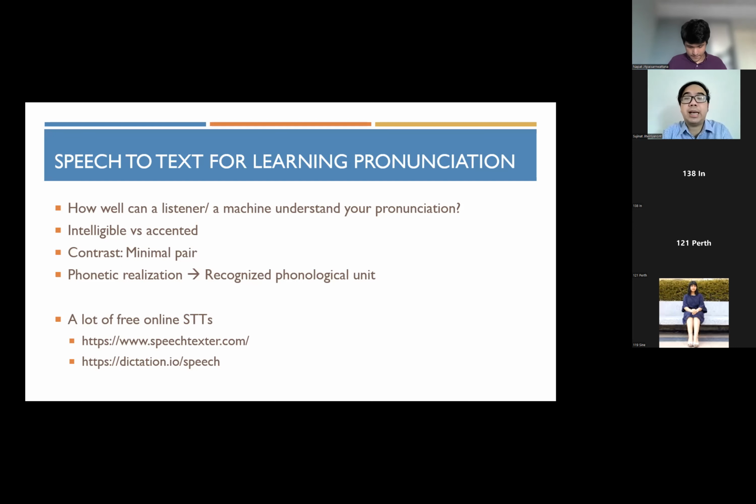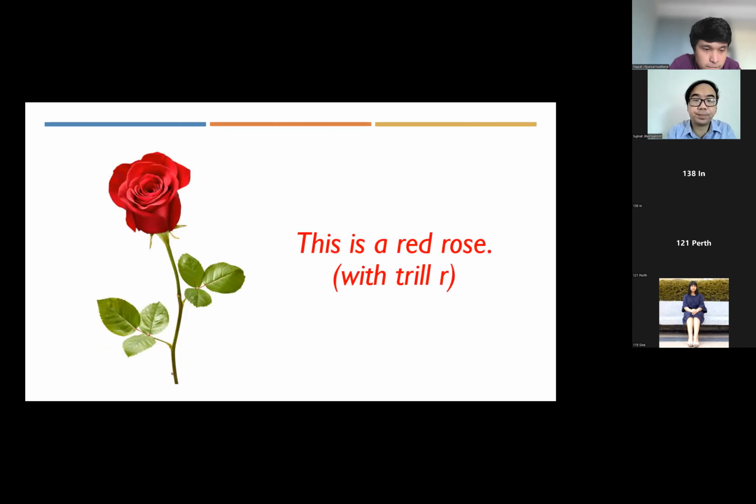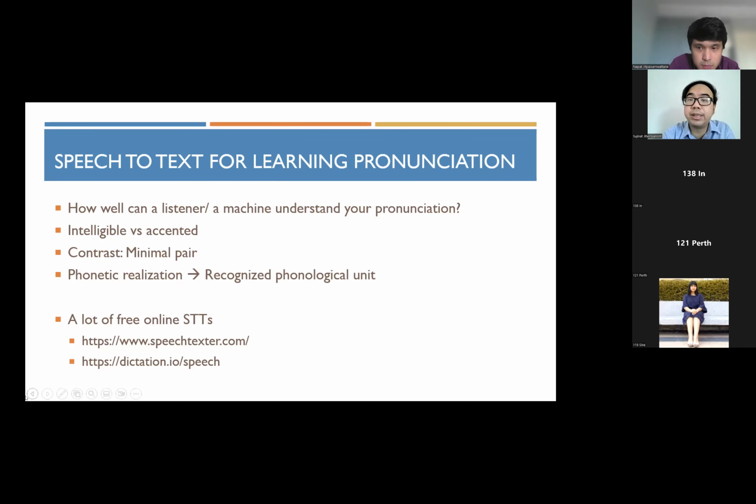And you can test whether you understand the minimal pair, the contrastive sound in English or not. So machine can accept different pronunciations as long as it could be recognized and processed into correct phonological units. And now there are a lot of free online speech to text tools, like these two websites as examples. So I will show you how to use it.